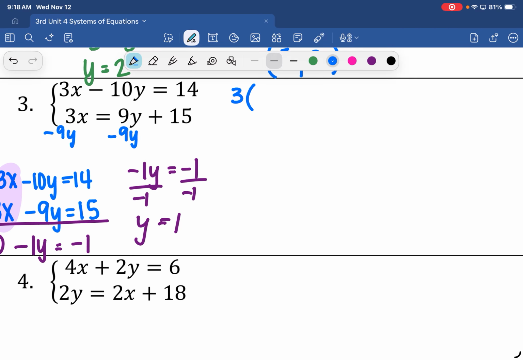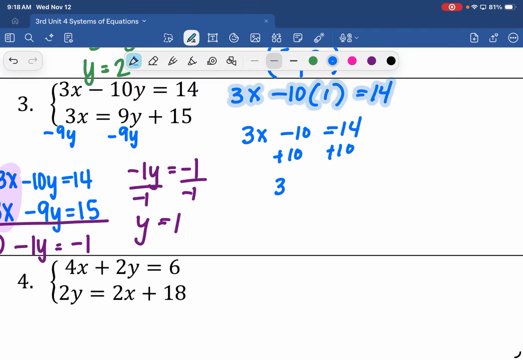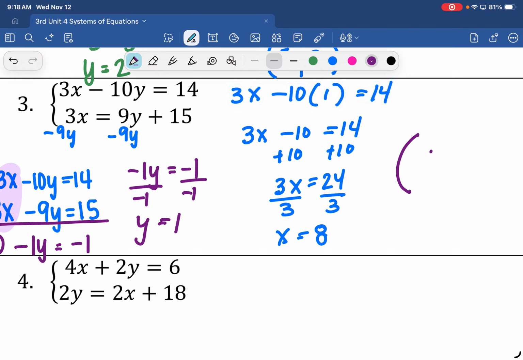So, 3x minus 10 times 1 equals 14. Okay, what is 10 times 1? So we get 3x minus 10 equals 14. What do I do from here? Add 10. So we get 3x equals 24. Now what? So x equals? So what is our solution? 8, 1.